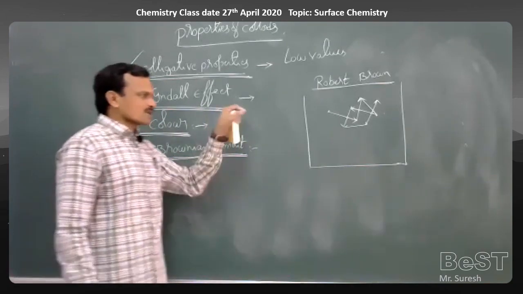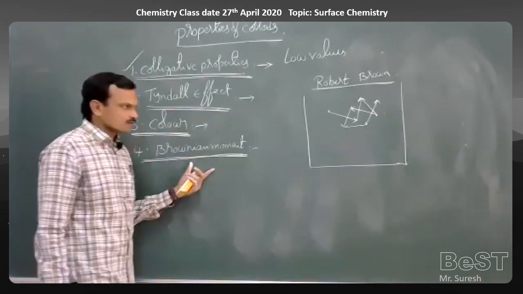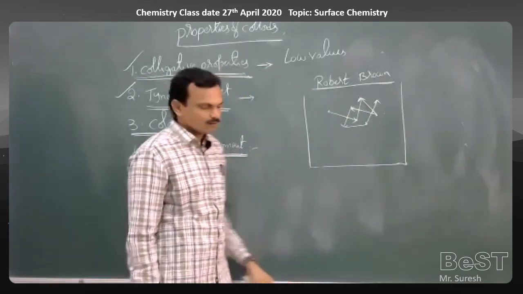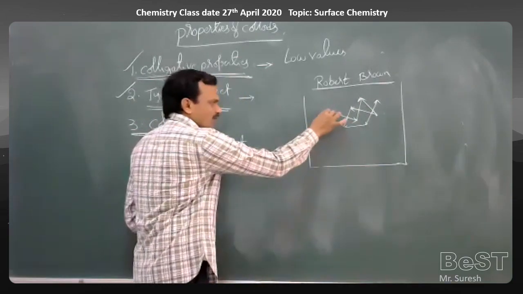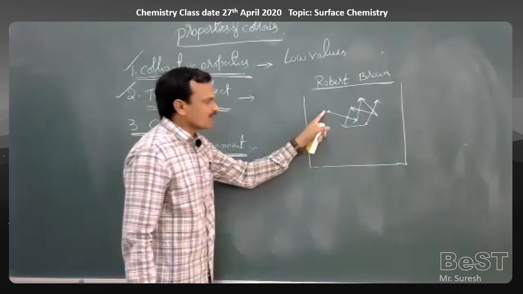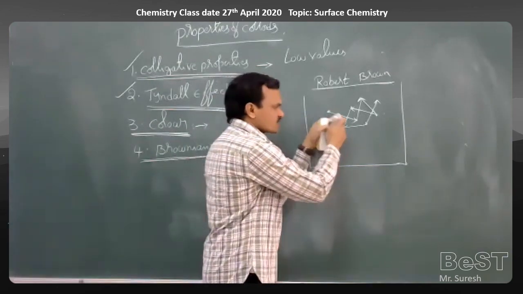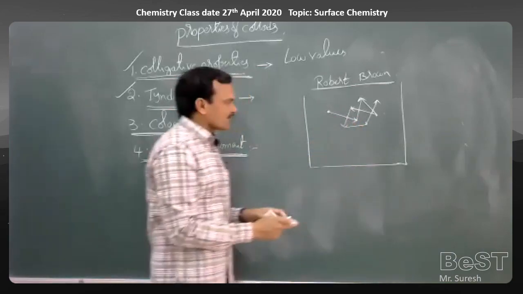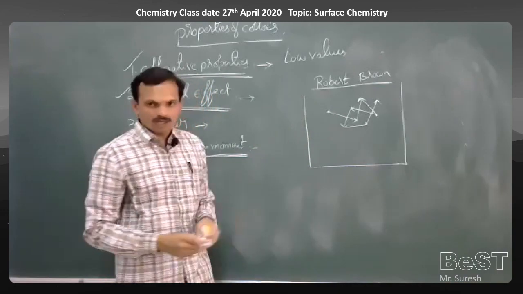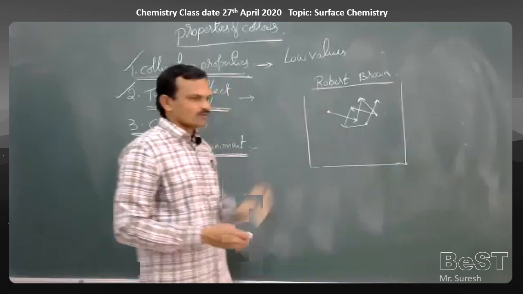What is the cause of Brownian movement? And what is the use of this Brownian movement? Why do these particles move randomly with different velocities in different directions? See, when these colloidal particles are moving, they can collide with the dispersion medium molecules. Whenever it collides with a dispersion medium molecule, it changes its kinetic energy as well as the direction of momentum.